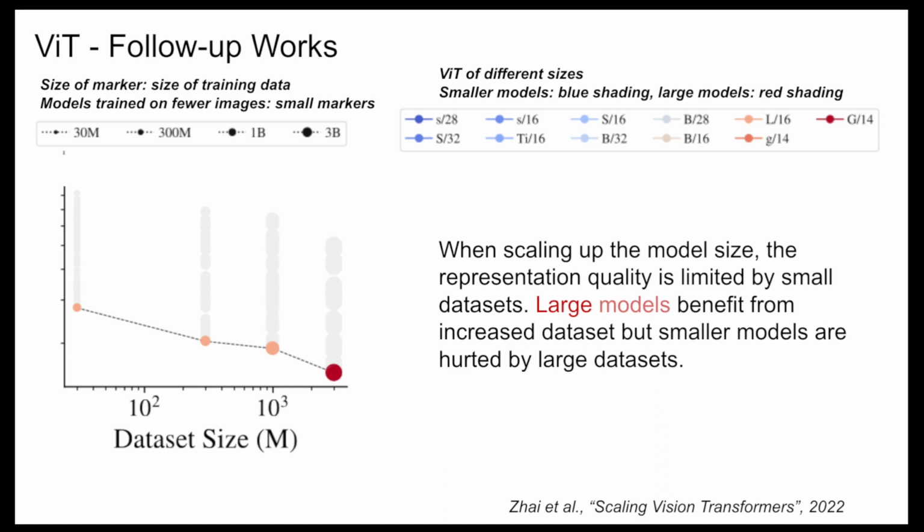Another nice graph from this also shows the error rate versus data size in millions. So when scaling up the model size, the representation quality is limited by small data sets. So large models, the red shadings, benefit from increased data sets, but smaller models are hurt by that. You can see that as you increase the data set, smaller models don't improve, they vanish. But if you increase the data sets, large models benefit a lot.